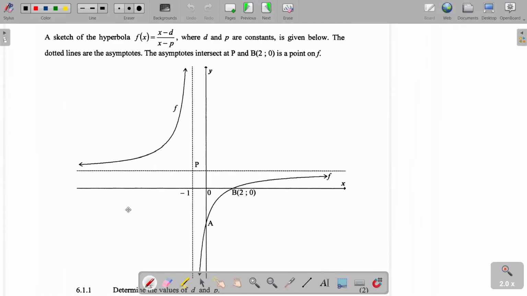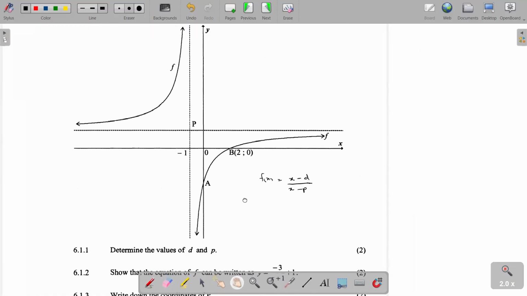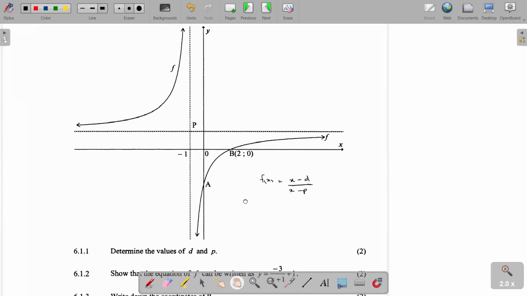Then we are told a sketch of the hyperbola. So it's question 6. They said f(x) is equal to (x minus d) over (x minus p), where d and p are constants, is given below. The dotted lines are asymptotes. The asymptotes intersect at p. B(2, 0) is a point on f. Then the first question is saying determine the values of d and p.